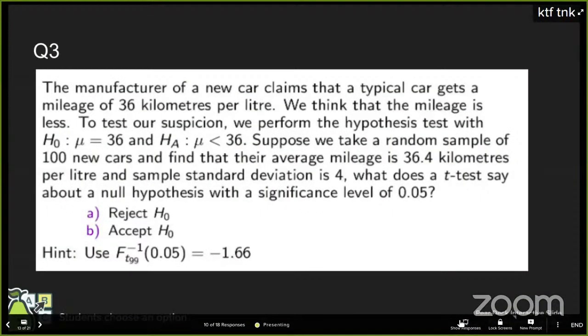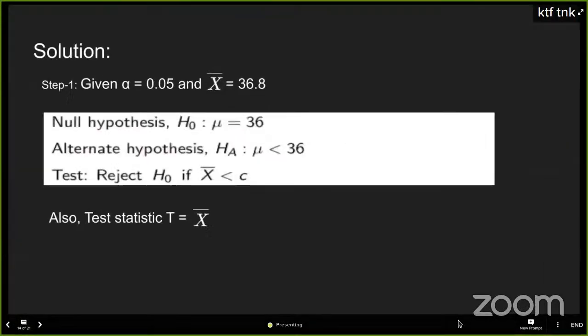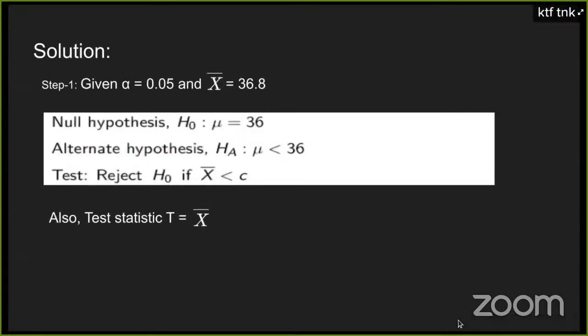Okay. So we are given alpha equal to 0.05 and sample mean equal to 36.8. The hypothesis is mu equal to 36, and the alternate is mu less than 36. Our test is: reject H naught if X bar is less than C. So the test statistic used here is the sample mean, right?